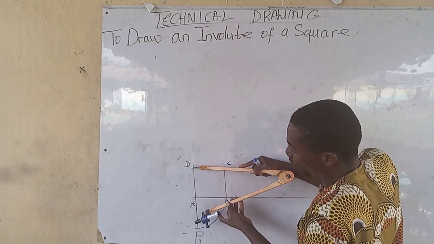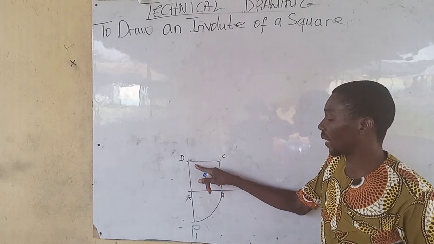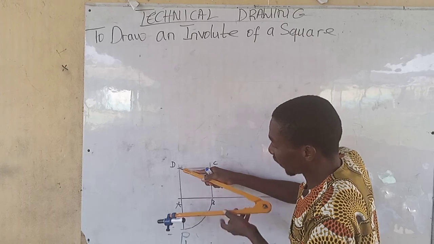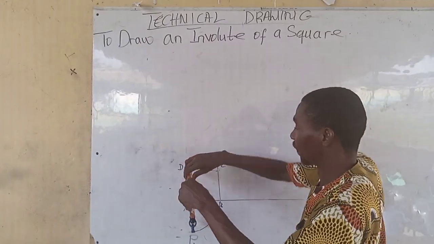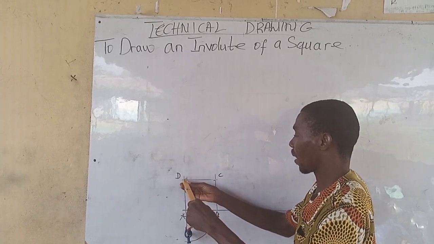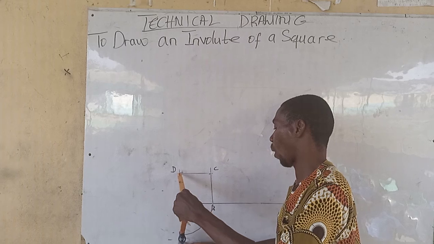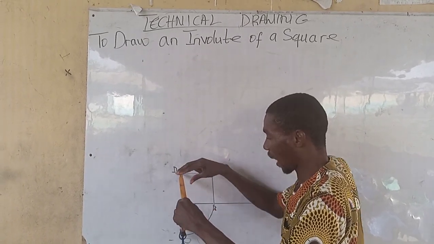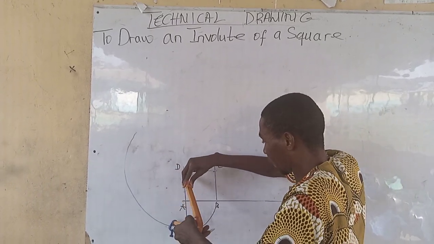We now move on to using D as our center and length DP1 or radius DP1.